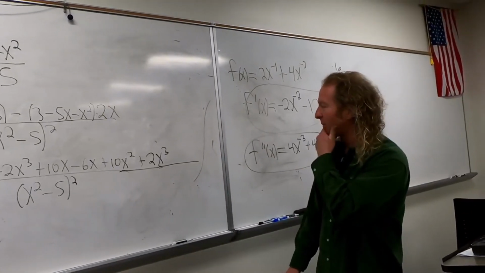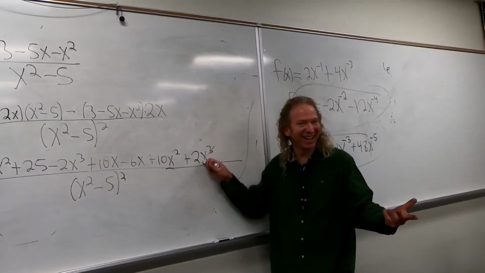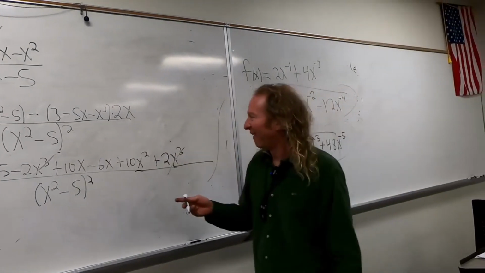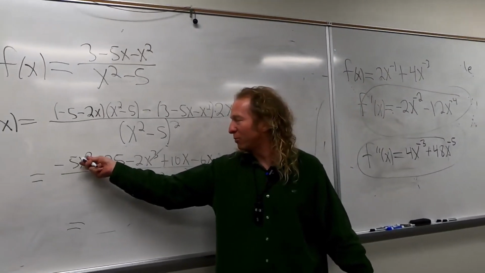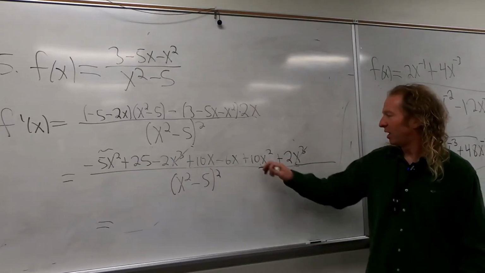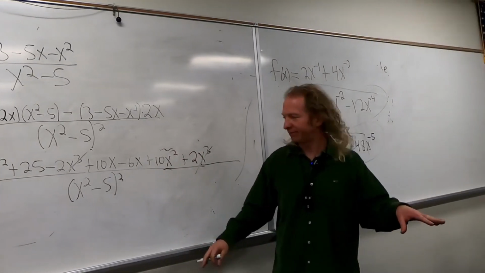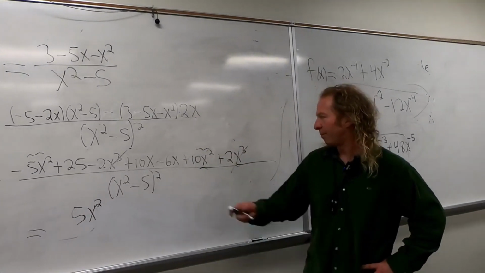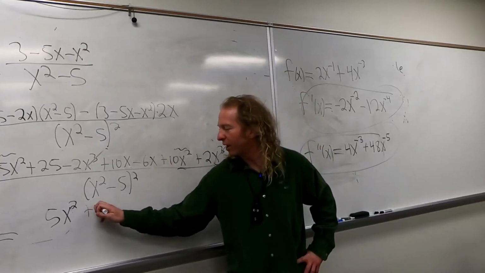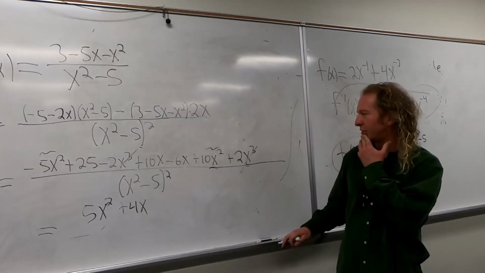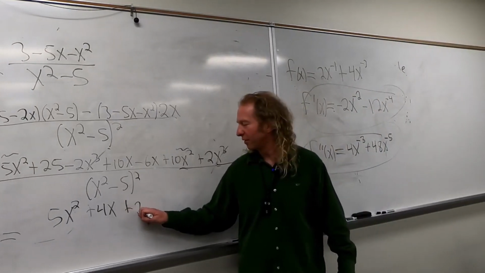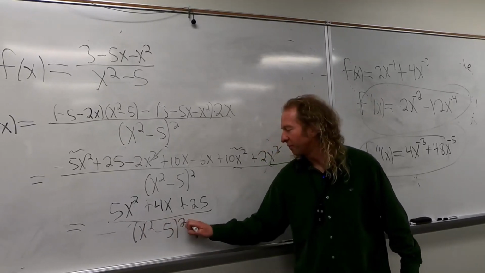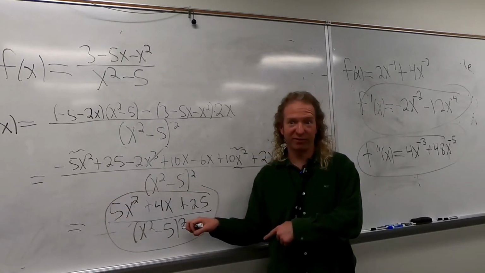Okay, now we just have to clean everything up. Oh, look, the cubes go away, right? This is a happy day. It feels like we're doing it right. The x squared terms would be negative 5 and 10. That's just going to be 5. So 5x squared plus 4x plus 25, all over the bottom piece, x squared minus 5 squared. Thankfully, we don't have to take the second derivative. That would be really bad. Yeah?